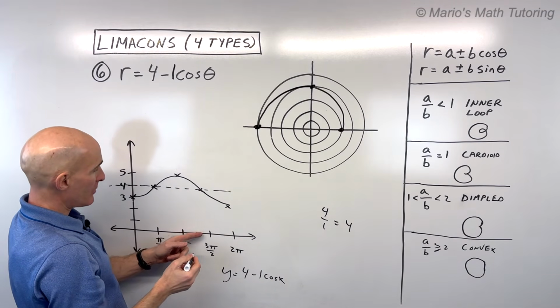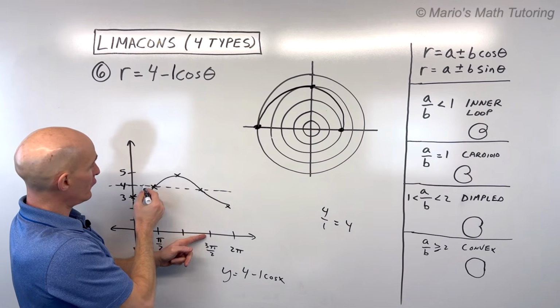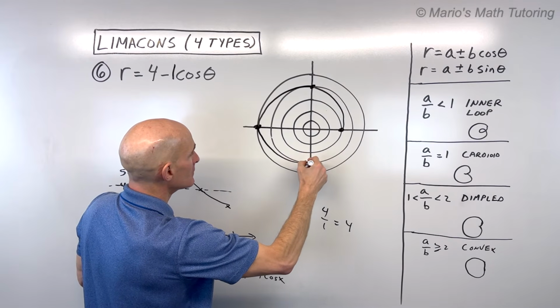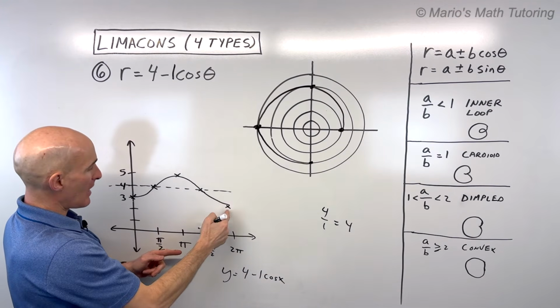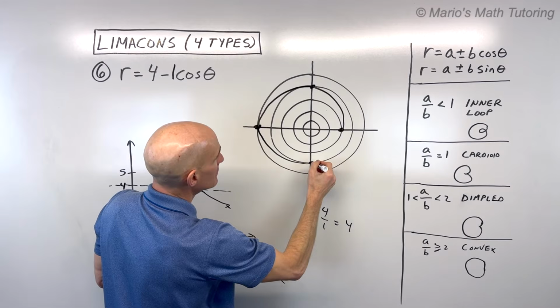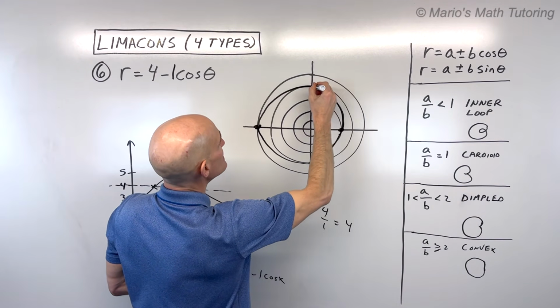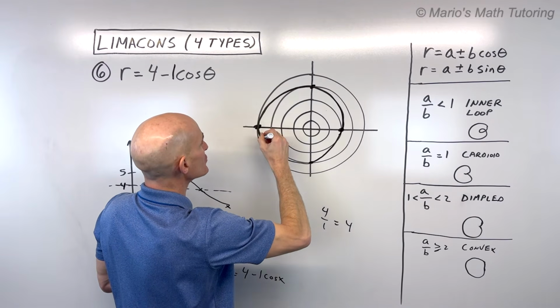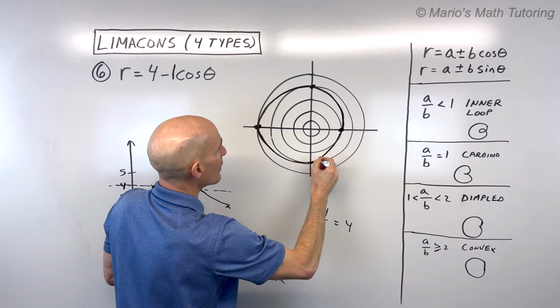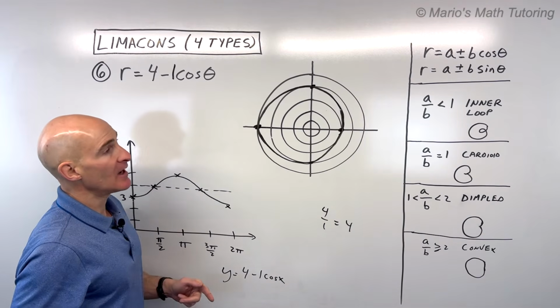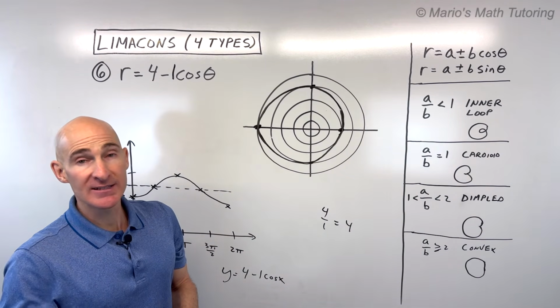And then at 3 pi over 2, we're back to 4. And then at 2 pi, we're back to 3. So I'll try to darken it a little bit, but you can see it's almost like a circle, but not quite. It's a little bit flattened on one side, a convex Limaçon.